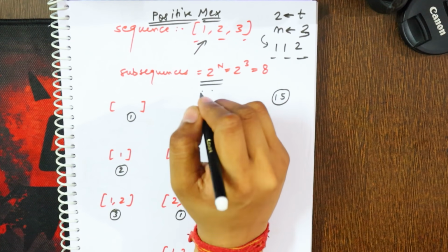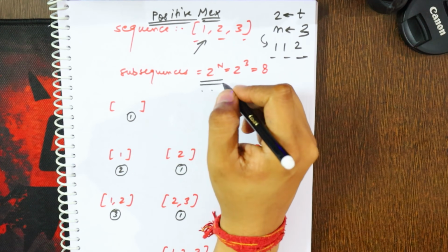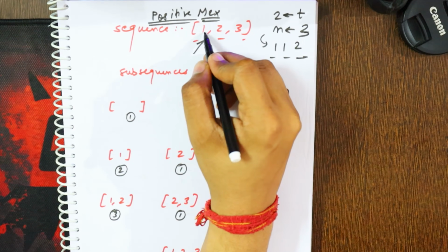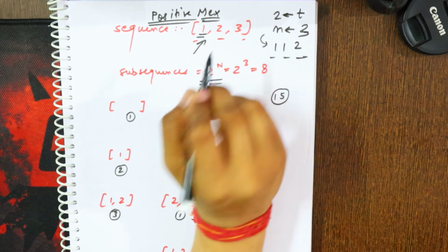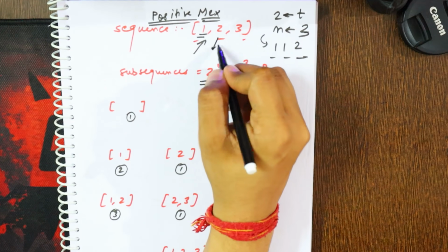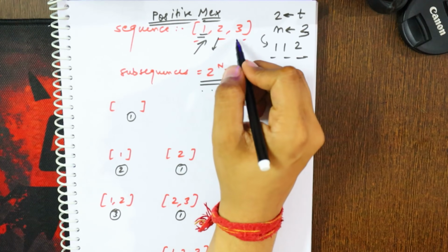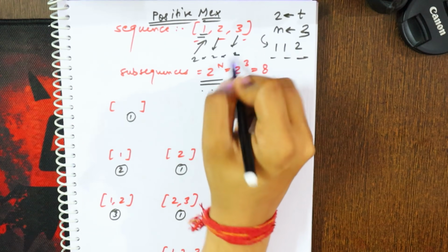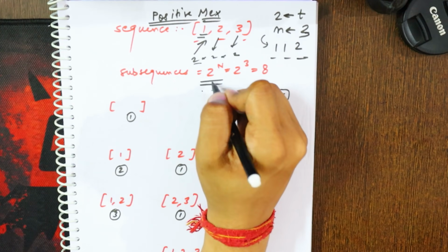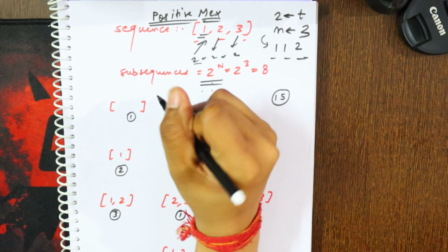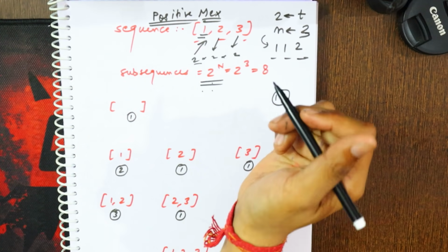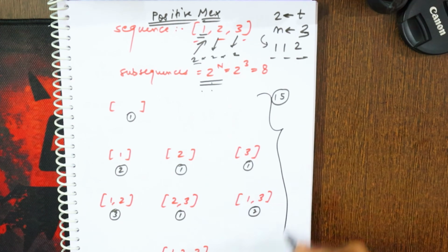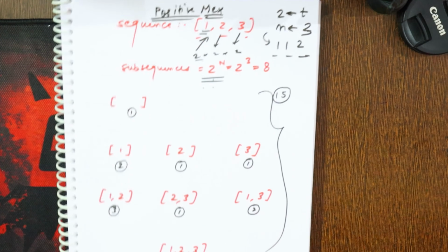Now how is it so? I will briefly explain. For a subsequence, suppose for 1 you have two options: you will have it or you will not have it. For 2 you have two options, you will have it or you will not have it. For 3 you have two options, you will have it or you will not have it. So 2 into 2 into 2, which is 2 raised to the power number of elements, 2 raised to the power N. So the number of subsequences for this sequence is 8. Now I have briefly written what these 8 subsequences are.